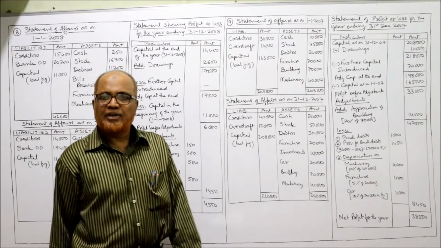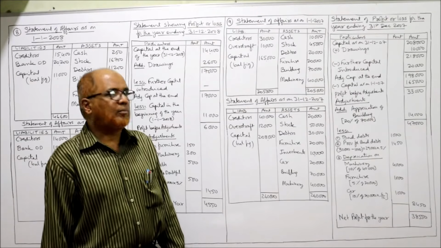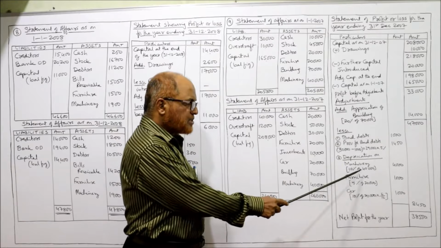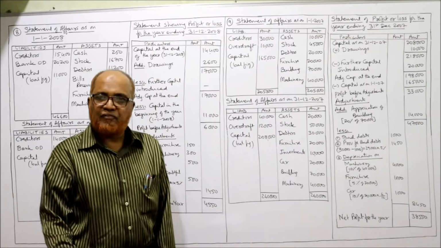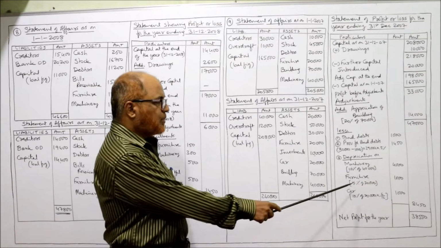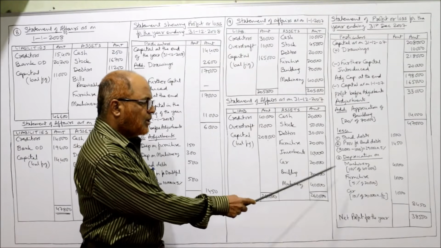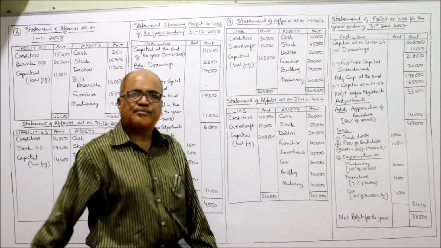Then depreciation. It is given in the problem depreciation on machinery at 10%. So what is the machinery value here? 40,000. 10% of 40,000, 4,000. Furniture. It is given in the problem furniture depreciation 5%. The furniture value is 20,000. So 5% of 20,000, 1,000.